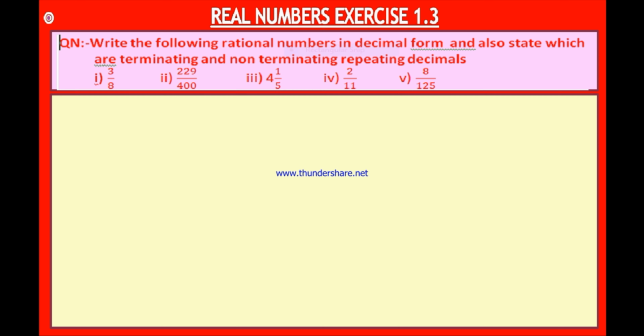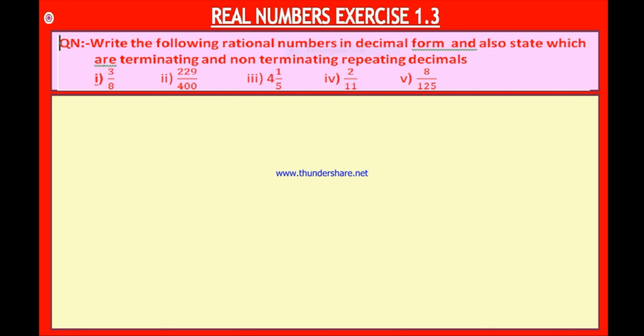The first bit is 3 by 8, the second bit is 229 by 400, the third bit is 4 1 by 5, the fourth bit is 2 divided by 11, and the fifth bit is 8 by 125. Here is the solution for the first bit.